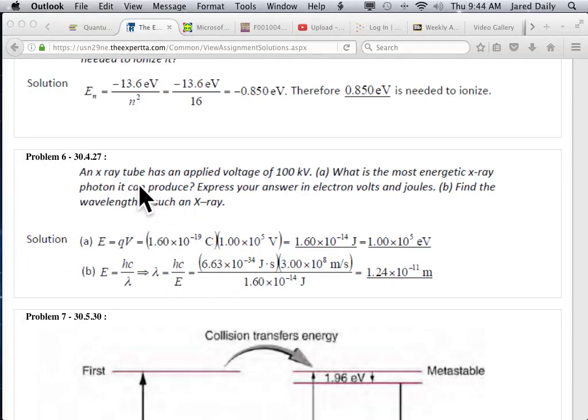So remember that X-rays are produced by accelerated electrons. The energy of an accelerated electron depends on the voltage that it's accelerated through and the charge of the electron. And then that energy is also related to the wavelength through Planck's constant and the speed of light.